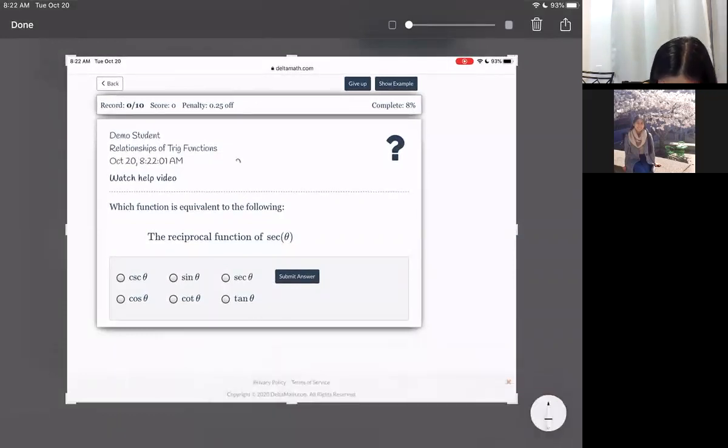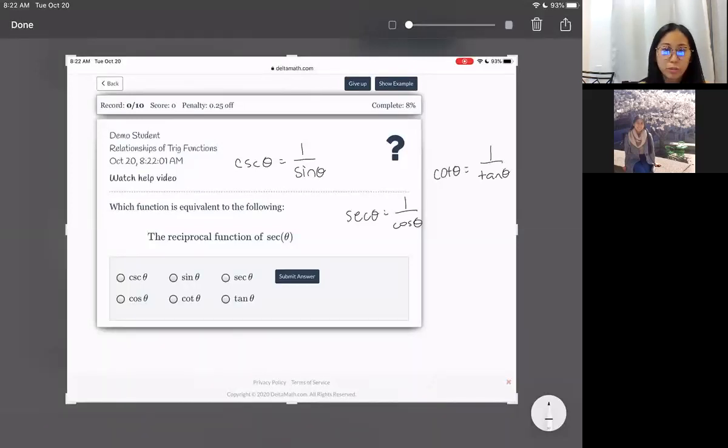We have cosecant is 1 over sine. We have secant is equal to 1 over cosine. Sorry, it's kind of messy. And then we also have cotangent, I'll write it over here, is equal to 1 over tangent. And so when you have 1 over something, that's called a reciprocal. Okay, so they're asking for the reciprocal function of secant. Then we have over here that the reciprocal function of secant is cosine.